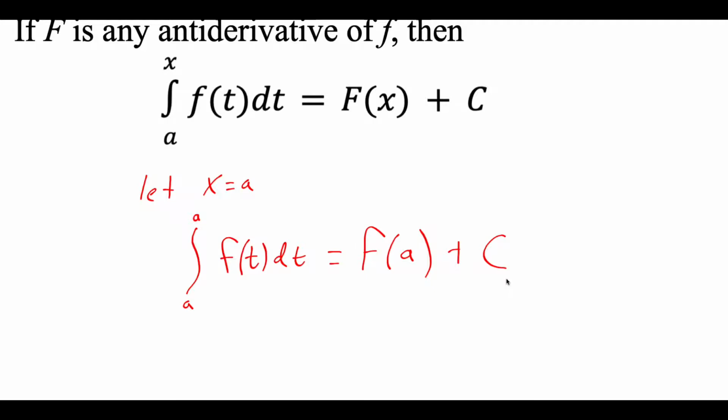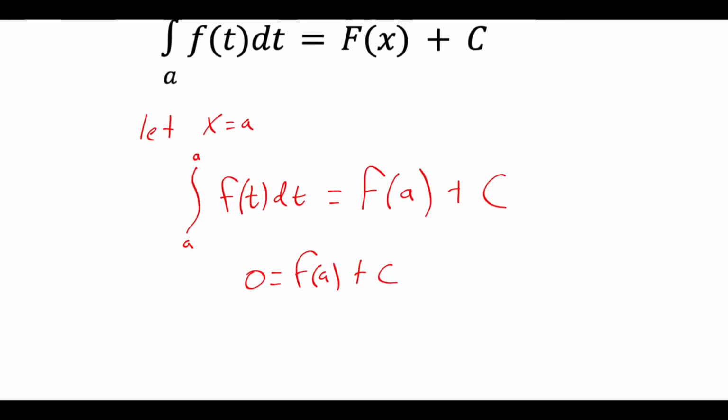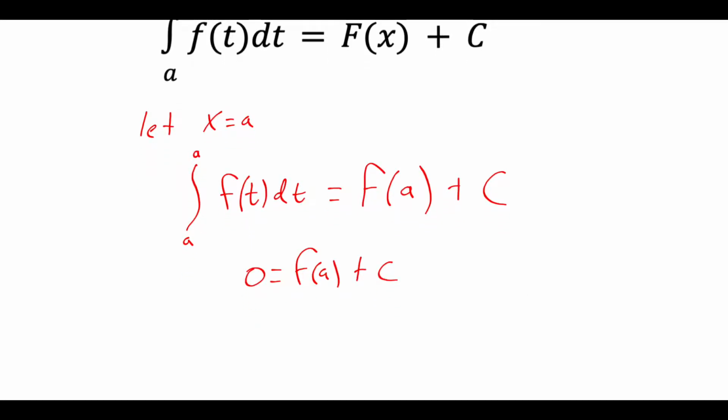Now, one property that we talked about with integrals was that if your upper and lower limit for the integral are exactly the same, then that integral value will always be 0. So we can say that 0 is equal to this capital F of a plus our constant c. Now, if we wanted to figure out what this constant c value was, I would subtract this F of a over to the other side. So we would have negative F of a equaling our c value.